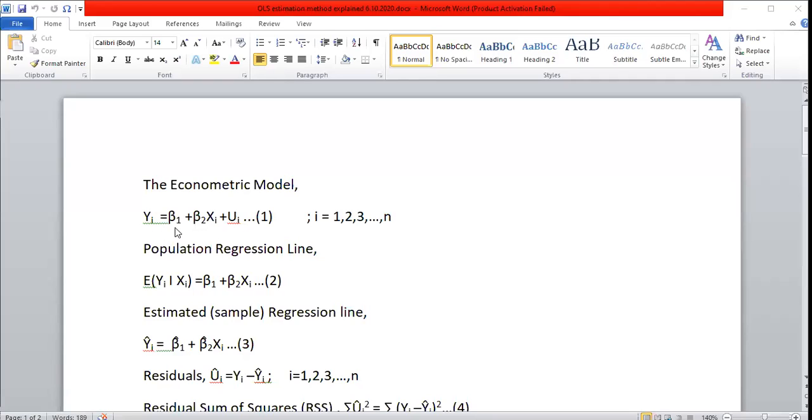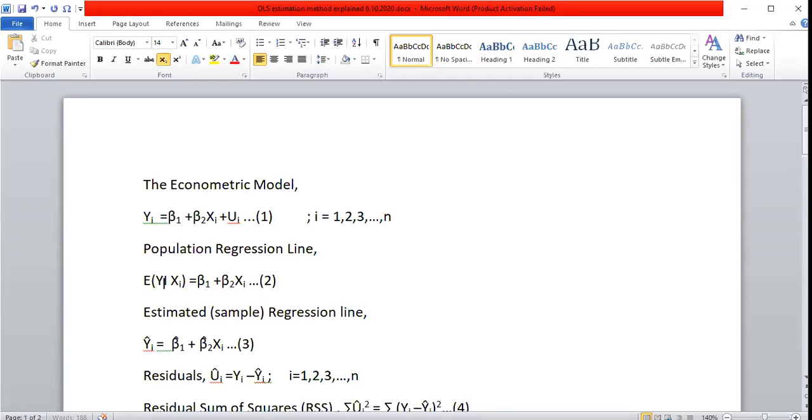Remember that. Obviously these i's are nothing but observations. Let's say you have n observations, sample size n, i equals 1 to n. What is the population regression line? That line that goes through the mean of y's. That is nothing but the expected value of y given xi, and you get the population regression line, all the conditional means of y's depending on the x values. Beta 1 is the intercept of that population regression line, and beta 2 is the slope of that population regression line.